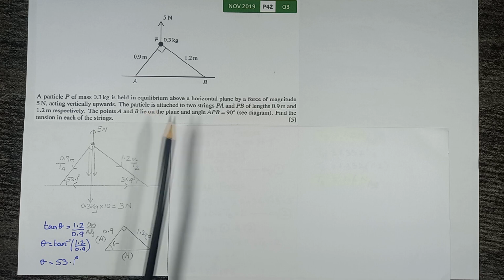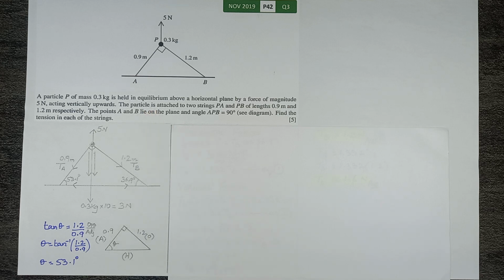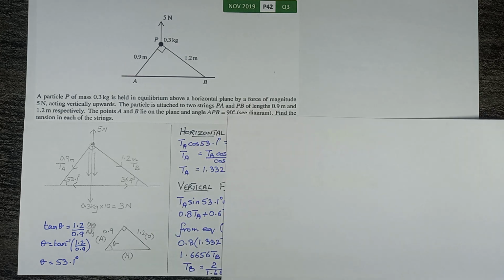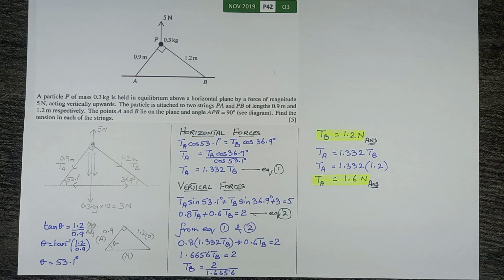So based on that equilibrium, we know that the opposite forces are equal, and when we say that the opposite forces are equal, that means the opposite horizontal forces are equal as well as the opposite vertical forces are equal. So we would work out for both horizontal as well as vertical. If we just look at the diagram, we can see that we have one horizontal force over here and the other horizontal force over here. This horizontal force is making an angle of 53.1 and the force is TA.